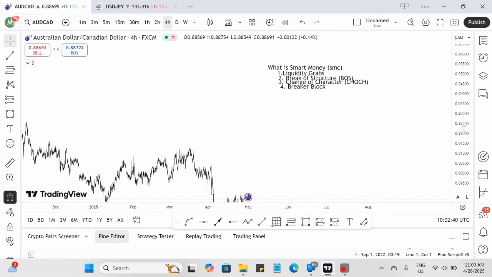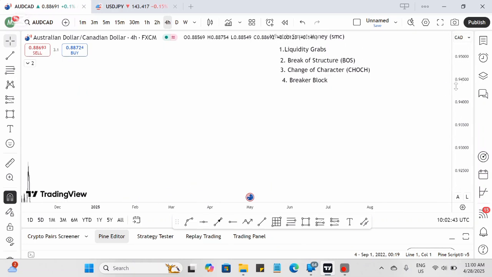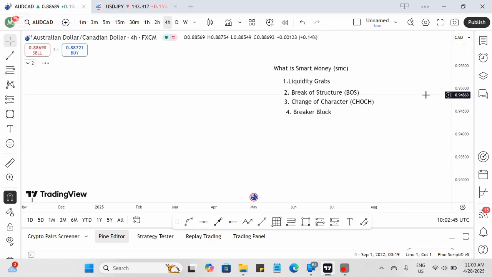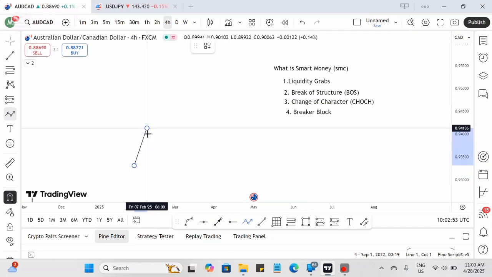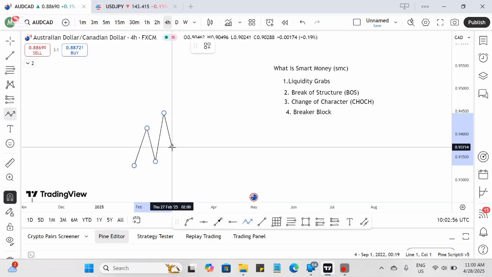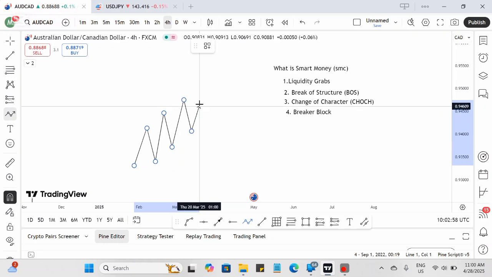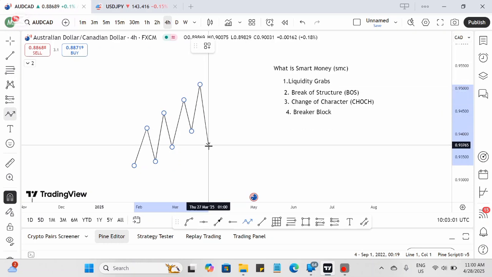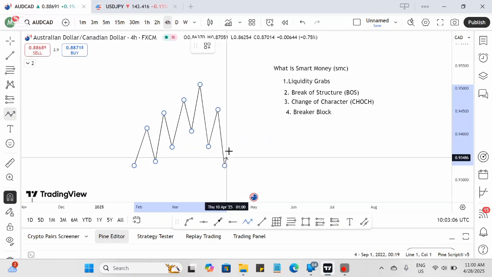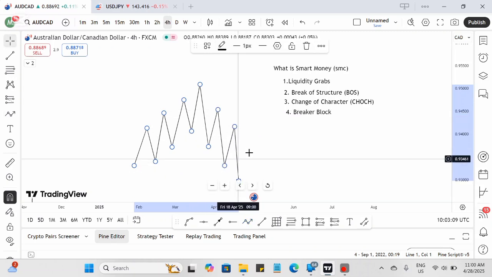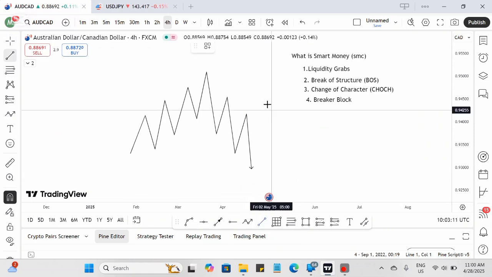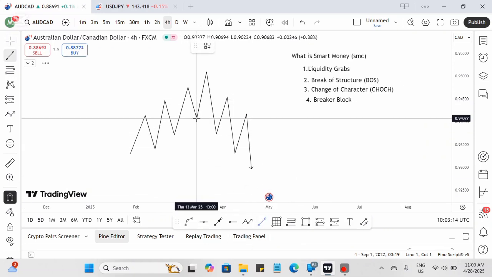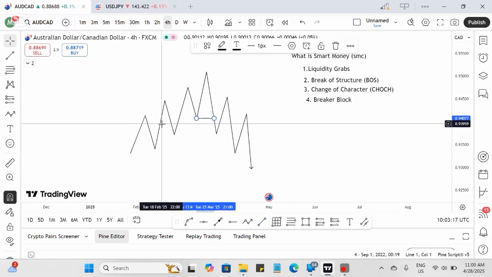Change of character. What is a change of character? It simply means when a price shifts structure from an uptrend to a downtrend. It means price kept making higher high, higher low, higher high, higher low, higher high, higher low, higher high, and then broke structure to the downside, creating a lower low, lower high, lower low, lower high, lower low. This is an example of change of character.